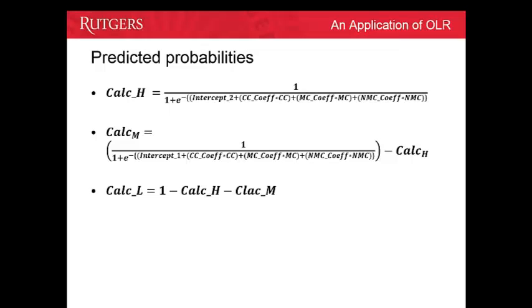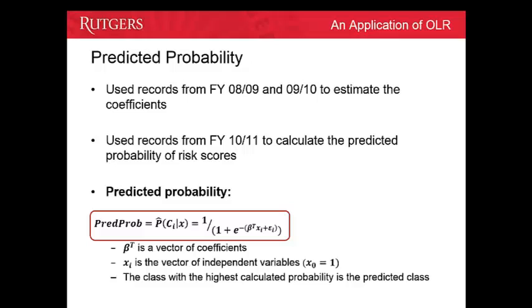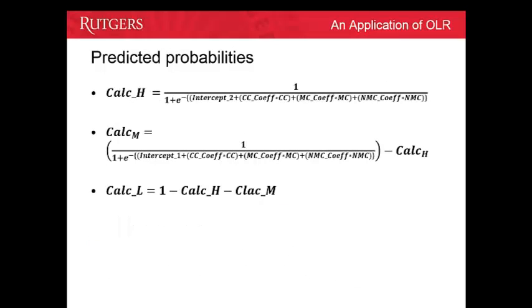These are the detailed predicted probabilities for each of the classes based on this formula. So as we can see here, for the high risk, first we calculated the high risk. Here we use intercept 2 because intercept 2 separates high risk from the other classes.